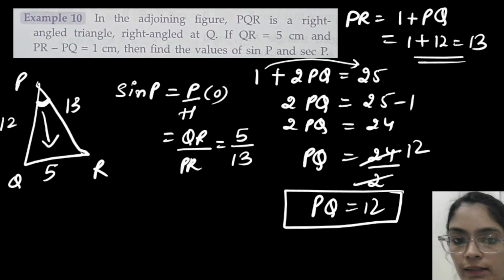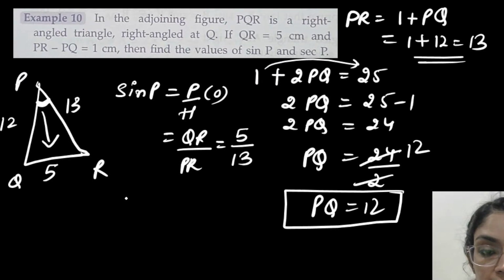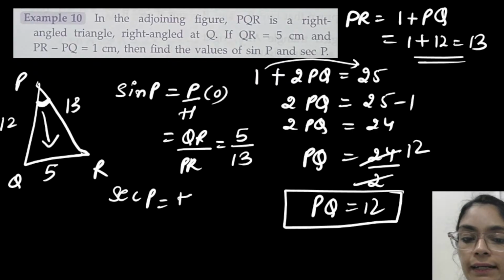Sine P is 5 by 13. Yes, correct. And we found the value of secant P. See, secant's formula we know, it is hypotenuse by base.